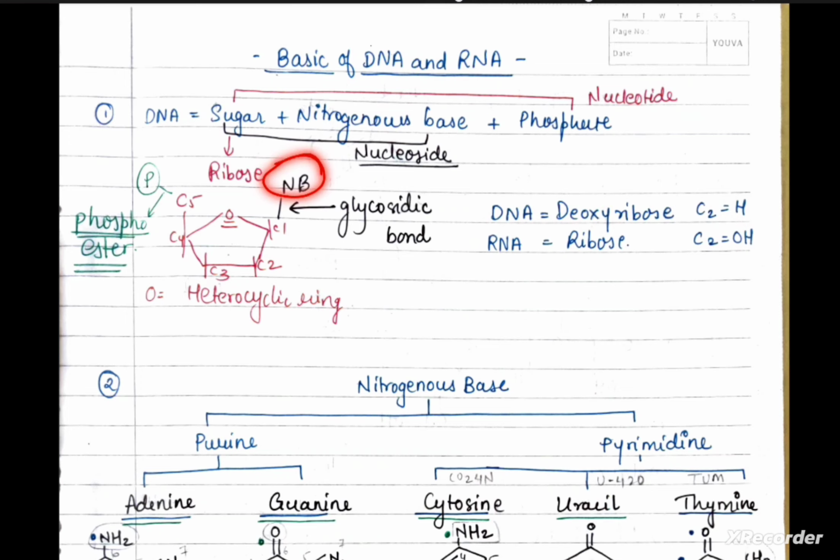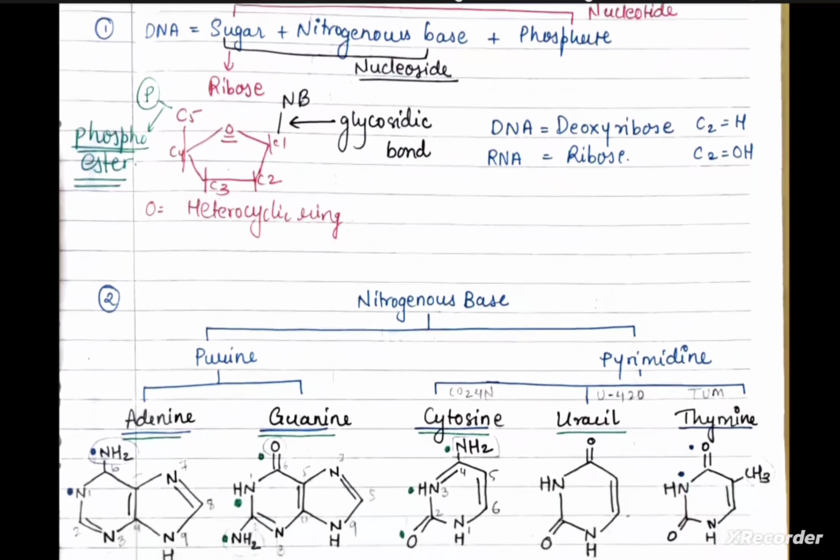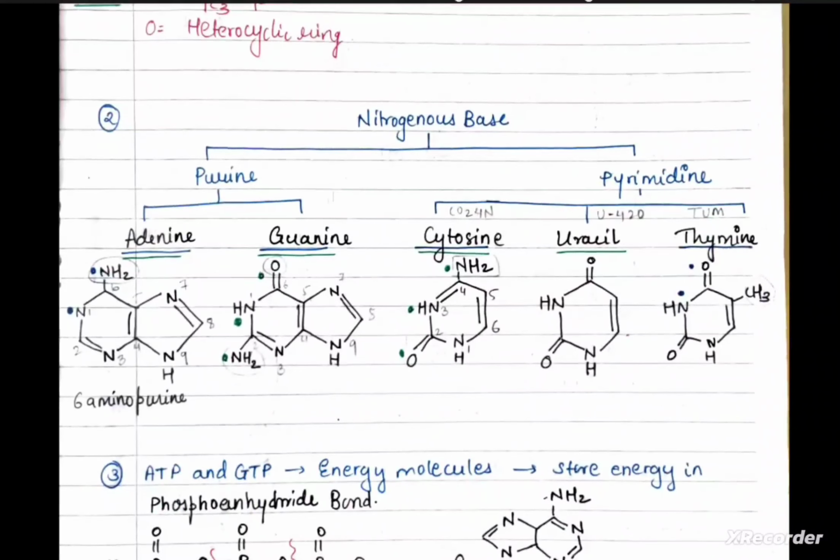Let's talk about this nitrogenous base that's linked to carbon number 1 via glycosidic bond. Nitrogenous bases are of two types, purines and pyrimidines. The ring numbers here vary. In the case of pyrimidine, you will have just one ring. In purines, you have 2 rings. Under purines, we have adenine and guanine. Under pyrimidines, we have cytosine and uracil. The structure here is very important.